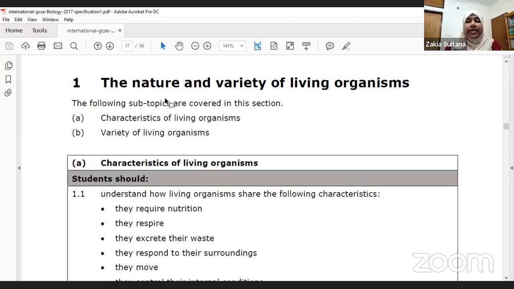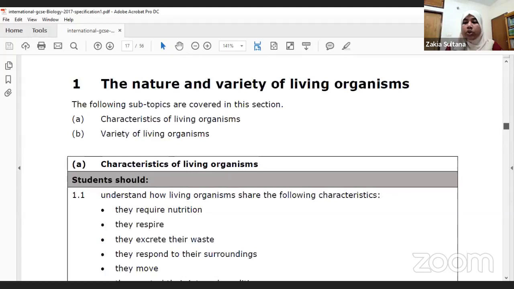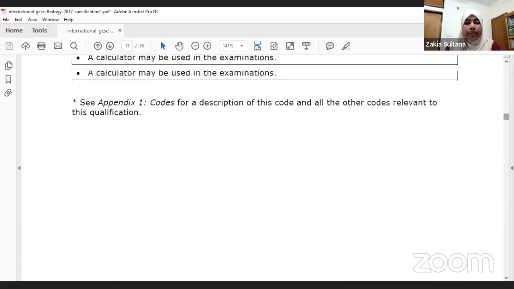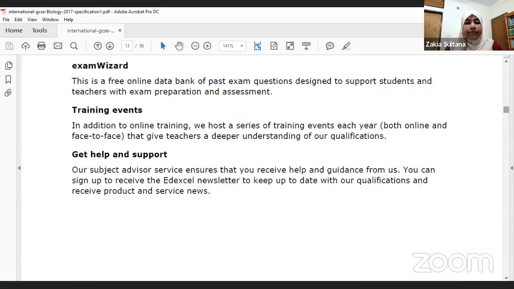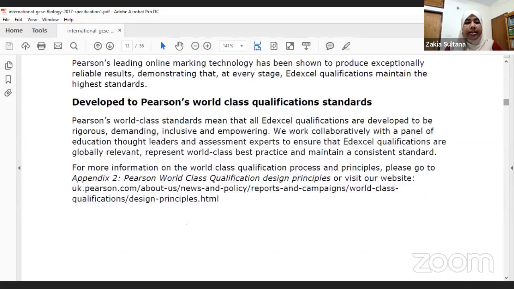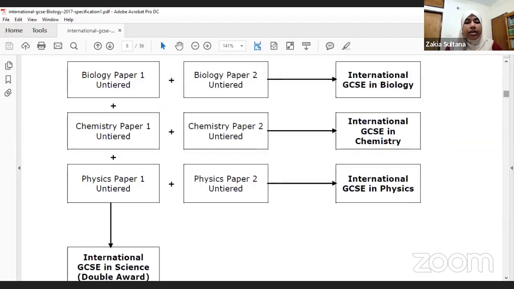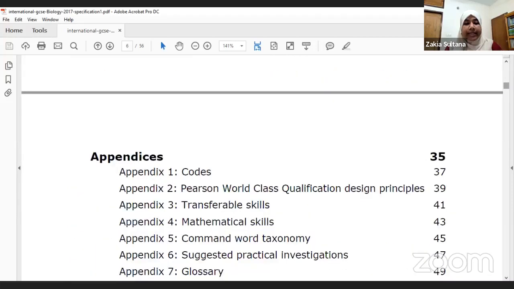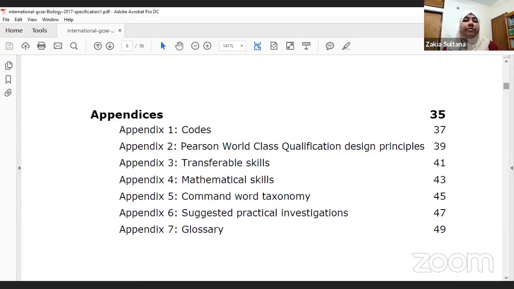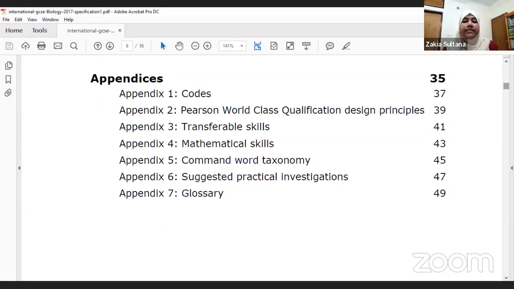The second important thing of this specification is on the appendix page. So if you just look into the content of the specification, at the end you will see there is something called appendix. So these are the list of appendices. Which appendix is very important for you? The most important appendix for you is Appendix 5, Command Word Taxonomy.